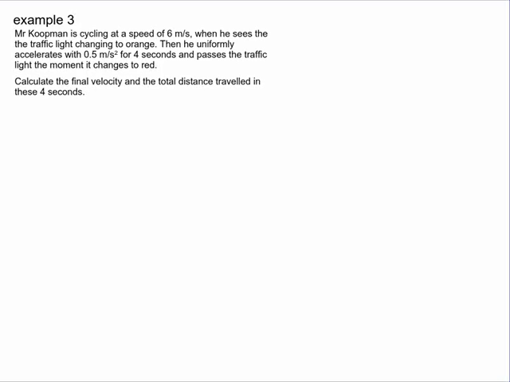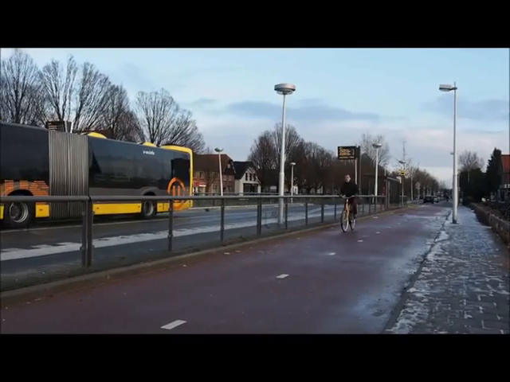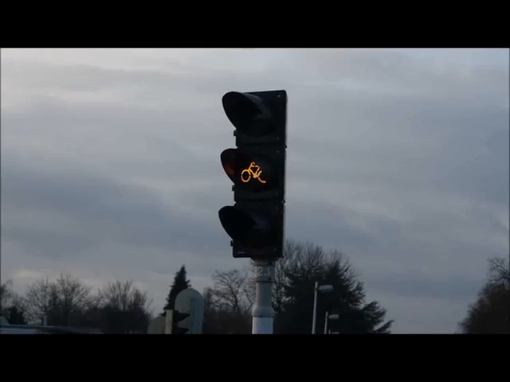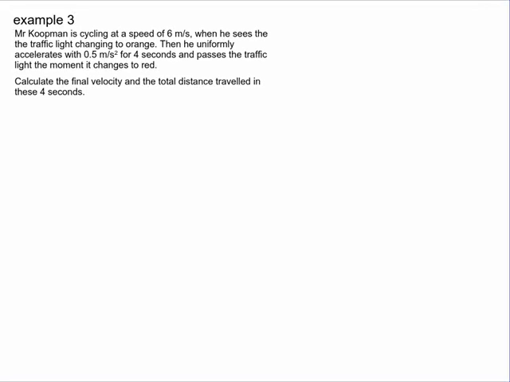Step 2 is to visualize the situation. So let's have a look at the video. Step 3 is to draw a velocity time graph.